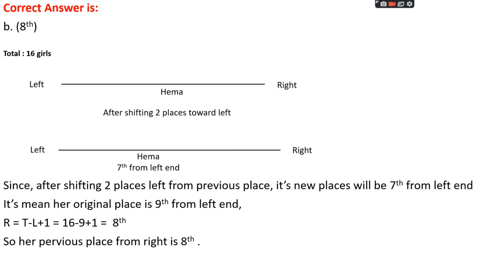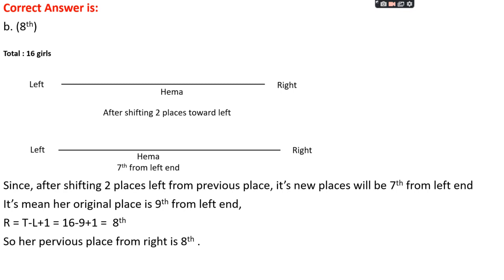Okay. The total number of girls in the class is 16. Left hand side, right hand side, Hema's previous position. After shifting two places toward the left, Hema's new position becomes 7th from the left. So her previous position must be 9th from the left. But we have to find out her previous position from the right hand side.